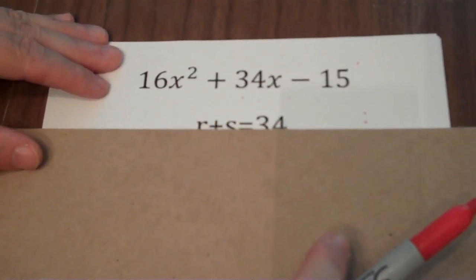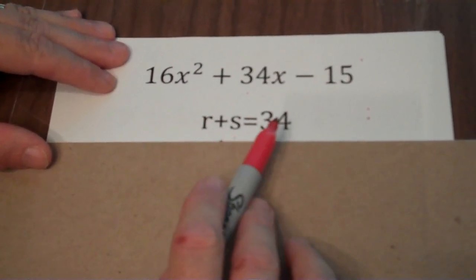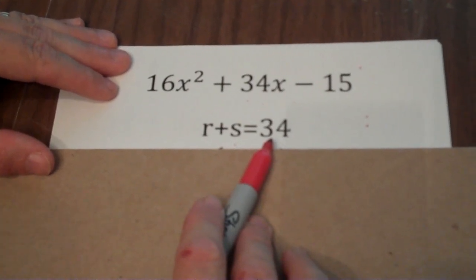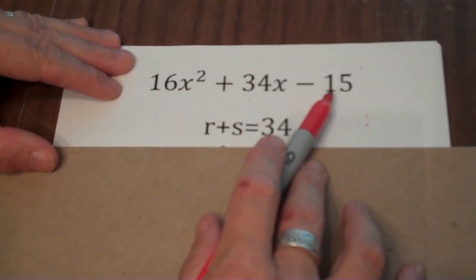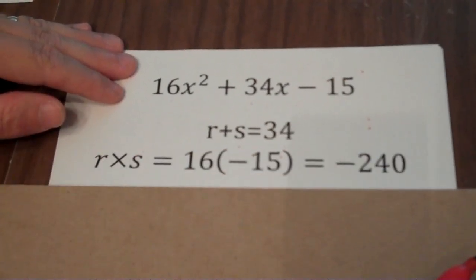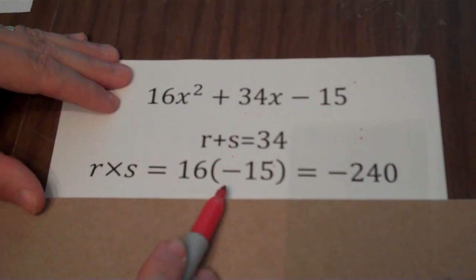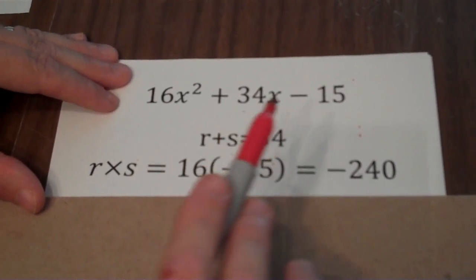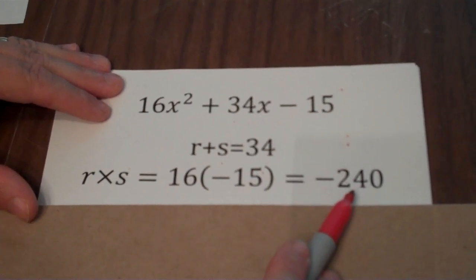I'm going to call them R and S, which is exactly what your book calls them. And I'm going to say that R plus S must equal that 34. Now, I'm going to take the 16 and multiply it by negative 15. What I know is that that same RS, when multiplied, has to give me the same product as 16 times negative 15, which is negative 240.